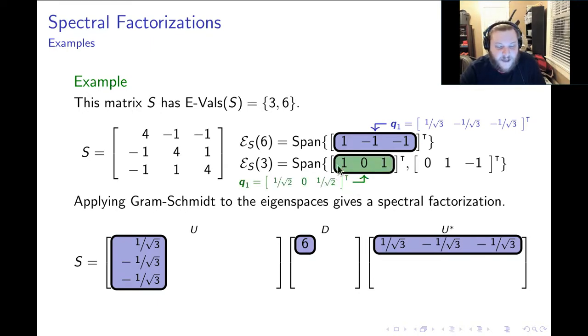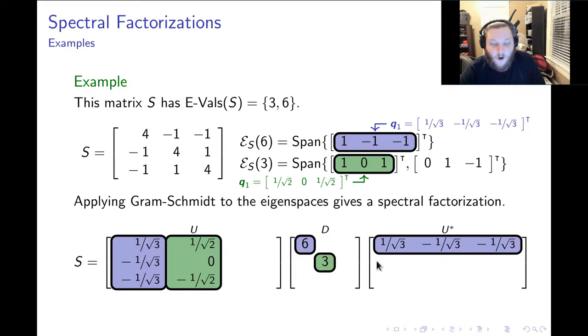Well, the first thing we're going to do is we can normalize our first basis vector. The normalization of (1, 0, 1) is (1/√2, 0, 1/√2). That can go in as our second column of U. And since that vector came from the eigenspace of S where lambda equals 3, the second diagonal entry of D will equal 3. And now the second row of U star will be whatever that column was.